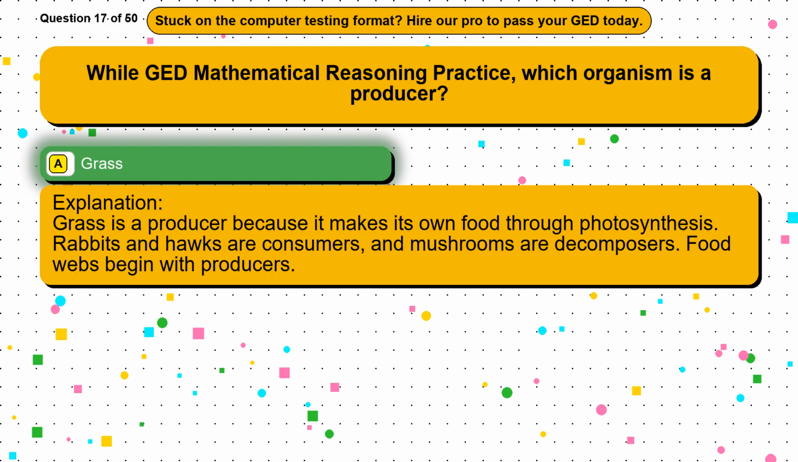Grass is a producer because it makes its own food through photosynthesis. Rabbits and hawks are consumers, and mushrooms are decomposers. Food webs begin with producers.